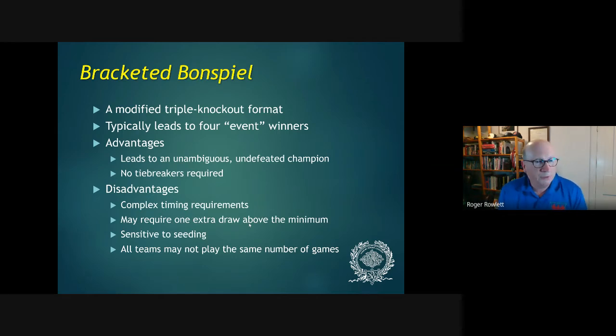The disadvantage of this particular type of competition design is there are some pretty complex timing requirements because certain games have to be finished before other events can be started. And it can be a little complex, especially if you do not have one of those magic numbers of teams in your event. It can be a little complicated to make sure all the games get played ahead of the next ones that need to be played without putting people into back-to-back games and so on. It may also require 1 extra draw above the minimums we've talked about. And it is a little bit sensitive to seeding.